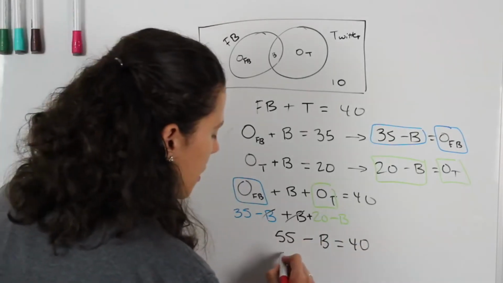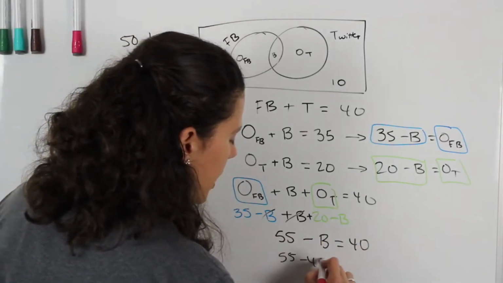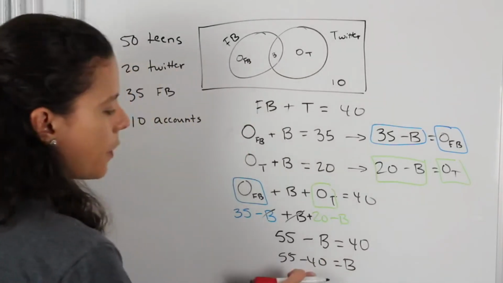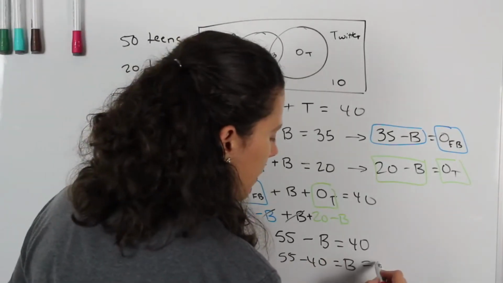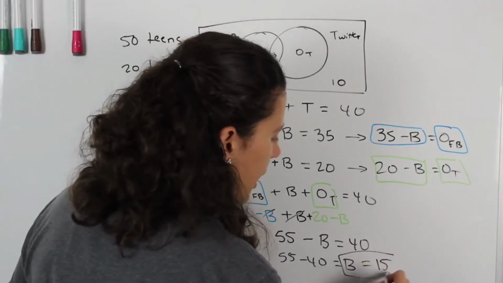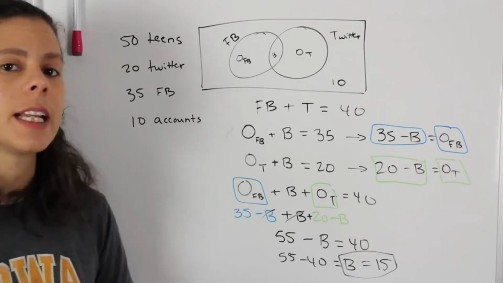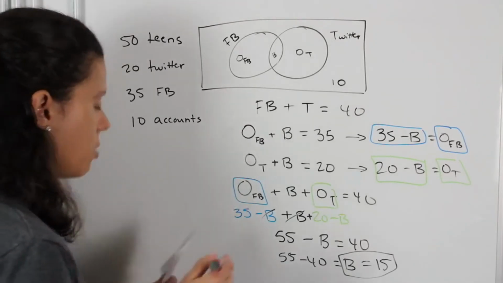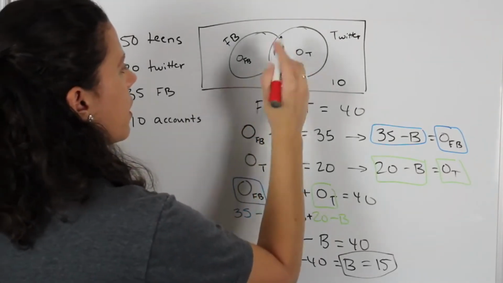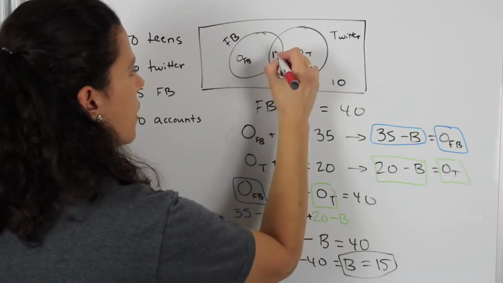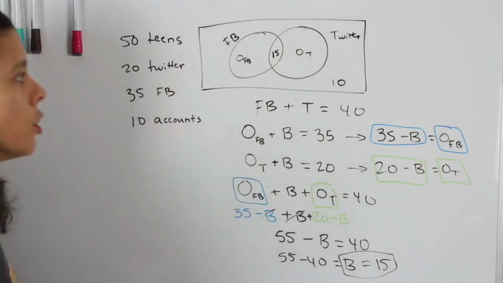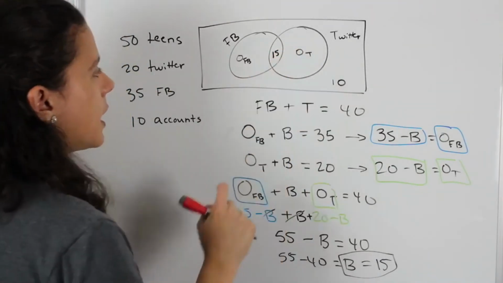So this is going to be 55 minus 40 is equal to b. 55 minus 40 is 15. Right? That means that those teens that have both accounts is 15. So what we can do, we can replace this b here for 15. All right, so 15 kids have both accounts.